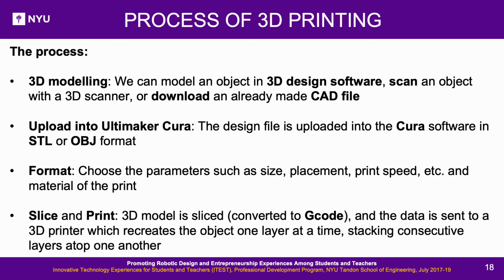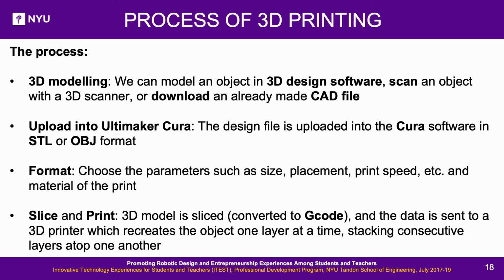Step-by-step process of 3D printing. 3D modeling. We can model an object in 3D design software, scan an object with a 3D scanner, or download an already made CAD file. Upload into Ultimaker Cura. The design file is uploaded into the Cura software in STL or OBJ format. Choose the parameters such as size, placement, print speed, etc., and material of the print.